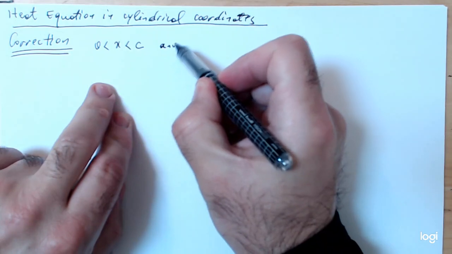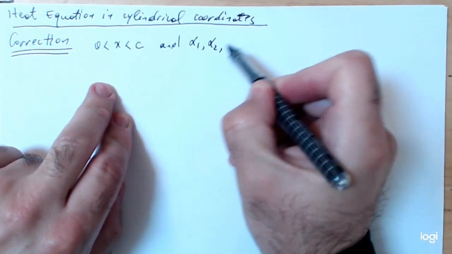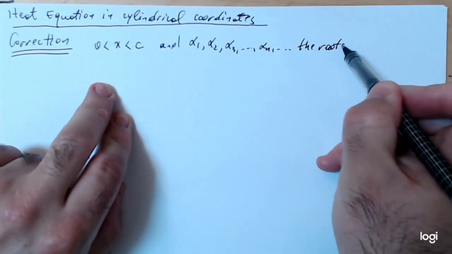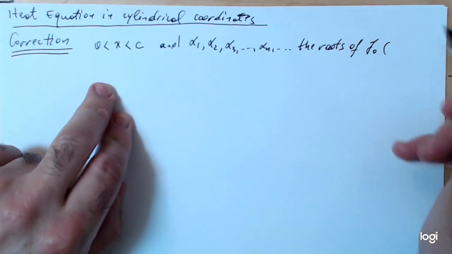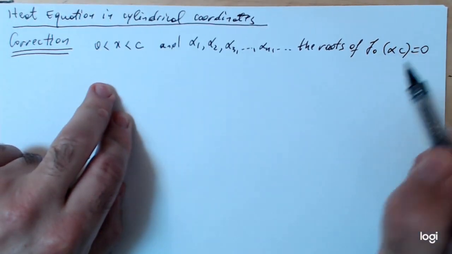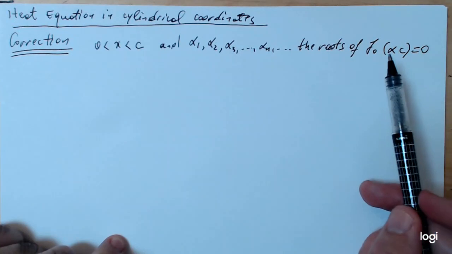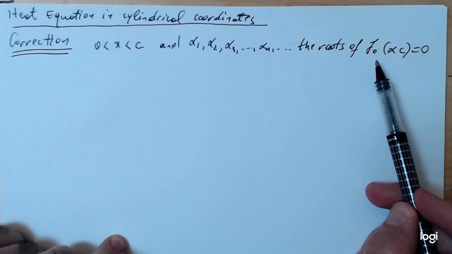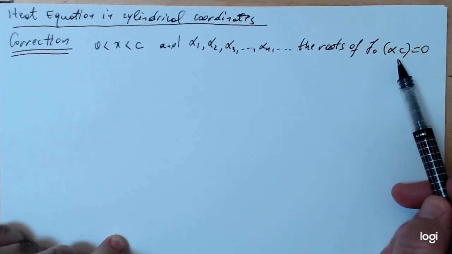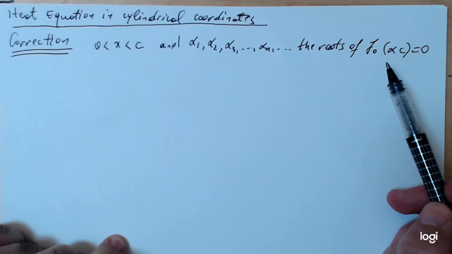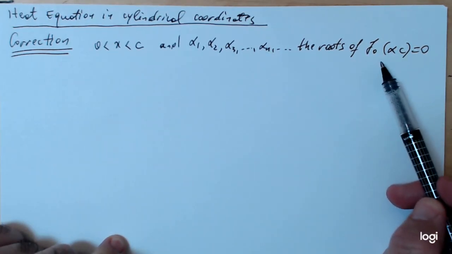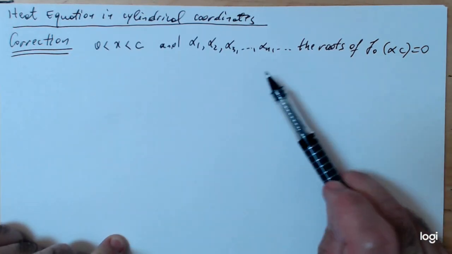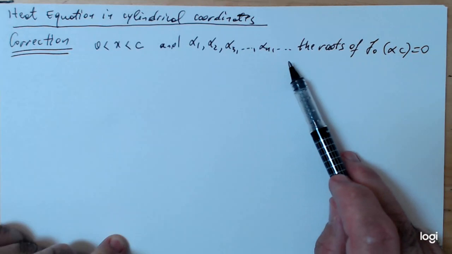And suppose we denote by alpha 1, alpha 2, alpha 3, and so on, alpha n, the roots of the equation J naught of alpha c equals 0. Again, remember, this is the source of our eigenvalues and eigenfunctions when you solve the Sturm-Liouville problem. And again, this is for a Dirichlet type condition. We're going to have different types of conditions later, but this happens when you have a prescribed zero temperature on the boundary.